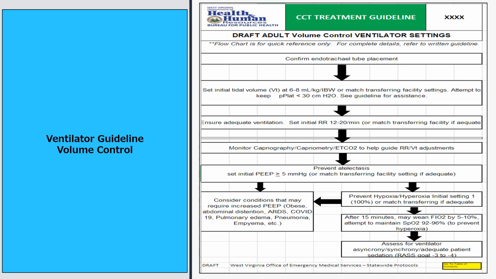On the right-hand side of the flowchart, prevent hypoxia and hyperoxia. Initial settings are 1, which is 100%, or match the transferring if adequate. After 15 minutes, you may wean your FiO2 by 5 to 10% and attempt to maintain an SpO2 between 92 and 96% to prevent hyperoxia. Assess for ventilator asynchrony, adequate patient sedation with a RASS score of -3 to -4.